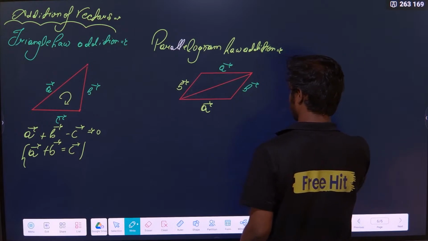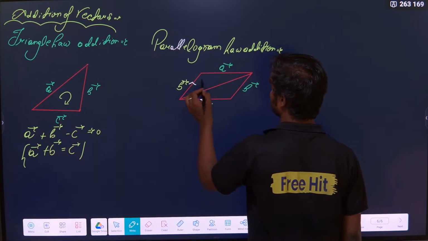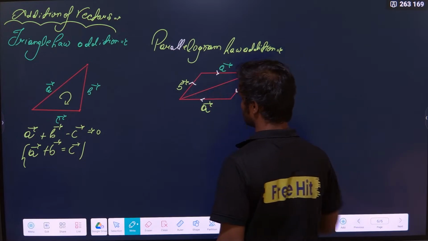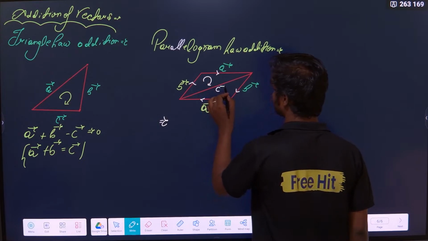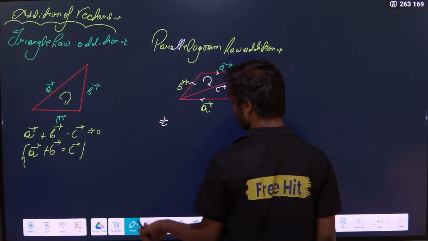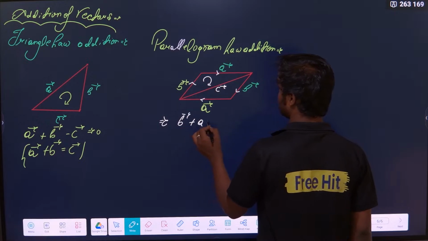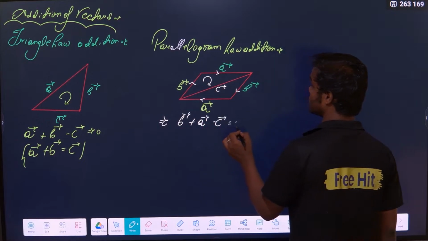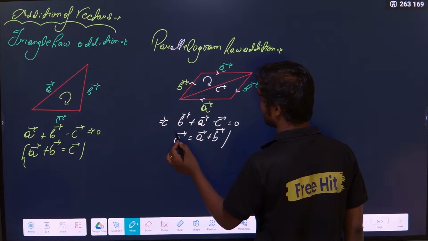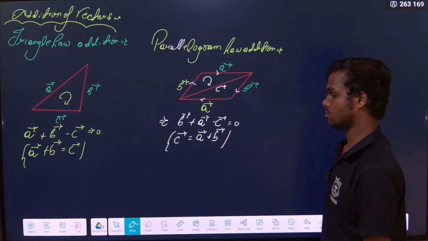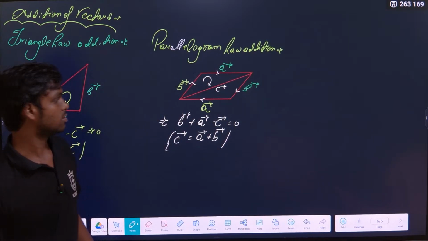So if it is like this, and if this arrow is moving something like this, then can you tell me, if I apply the first loop, what is this C vector going to be? See, if I apply the first loop, this will be B vector plus A vector minus C vector is equal to 0. So from here you get C vector is equal to A vector plus B vector. Simple. That is the parallelogram law of addition.